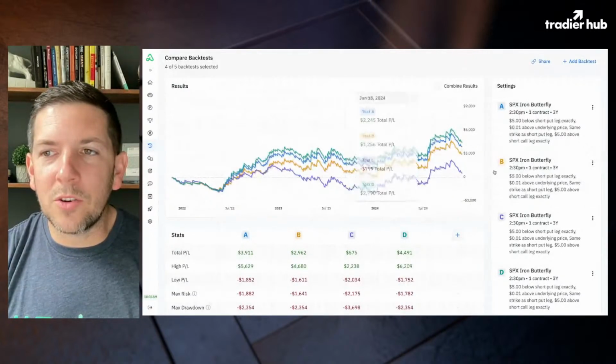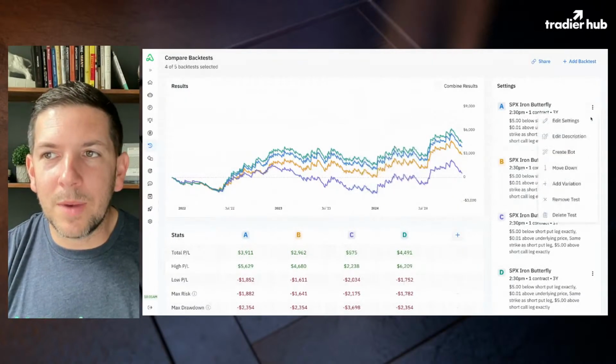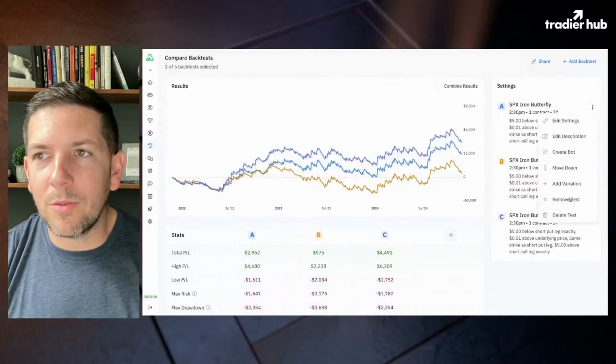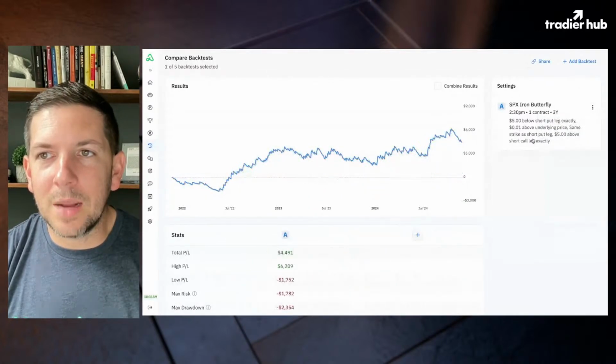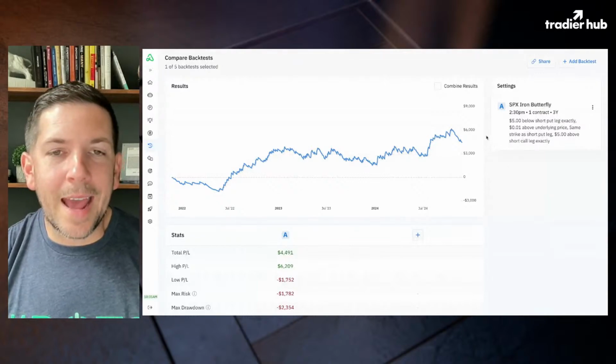Okay, so let's use that as our new baseline. Let's remove this test. And by the way, this is the exact same process that I go through personally. I go through this and I say, look, I'm going to do some testing and then I'm going to remove those and see if we can add to this.